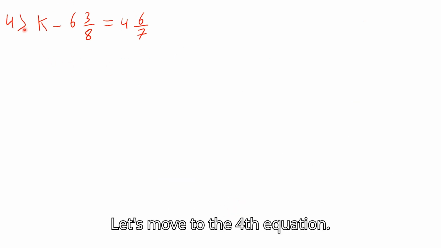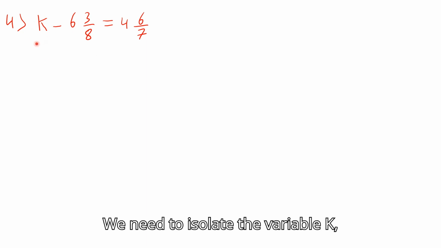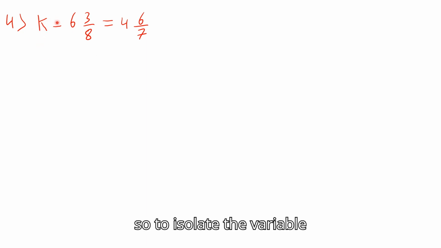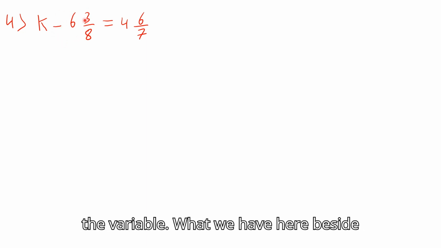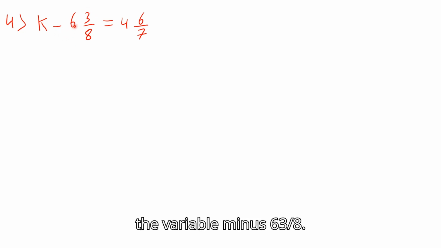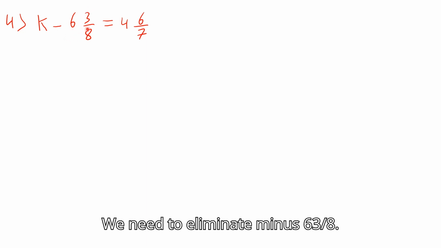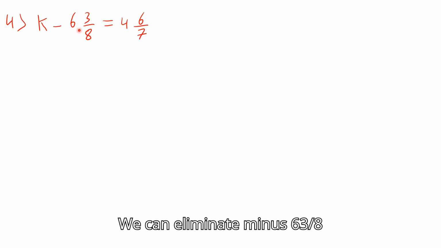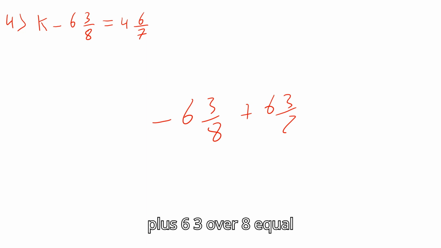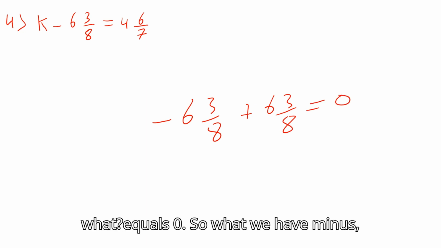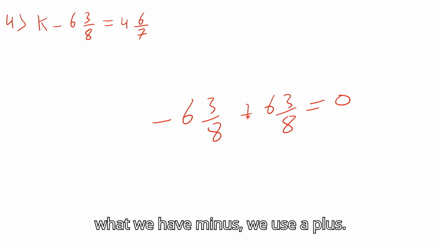Let's move to the fourth equation. We need to isolate the variable k. So to isolate the variable, we need to get rid of any number beside the variable. What do we have here beside the variable? Minus 6 3/8. We need to eliminate minus 6 3/8. We can eliminate it by adding 6 3/8, because minus 6 3/8 plus 6 3/8 equals 0. So when we have minus, we use a plus.